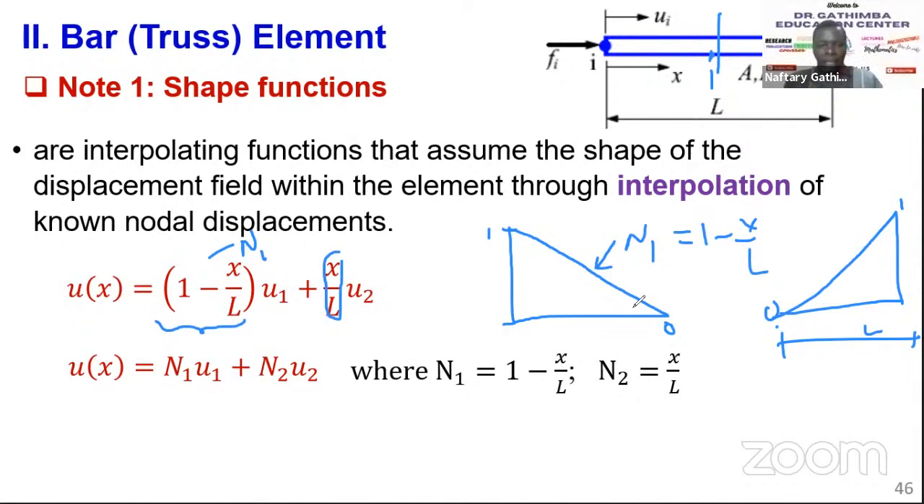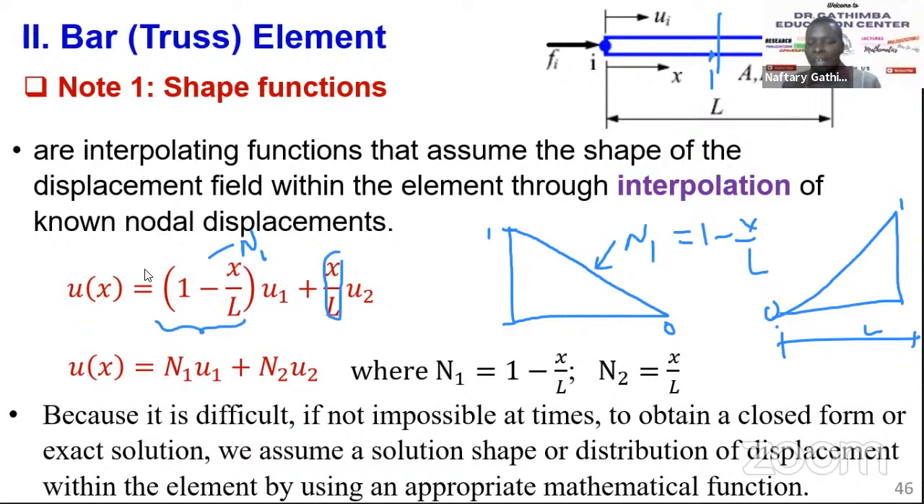What is the weight N1 and N2? These are what we call the interpolating or the shape function. And why do we need them? It's because it's difficult or very impossible at times to obtain a closed form or an exact solution. Of course, we say for finite element method, we're going to get exact at the node. Therefore, we assume a shape.